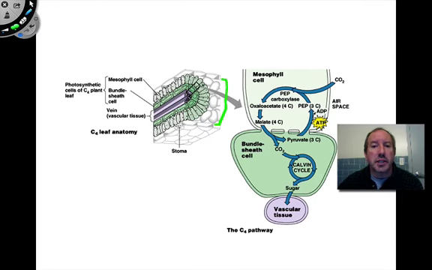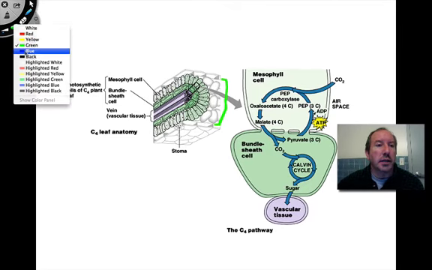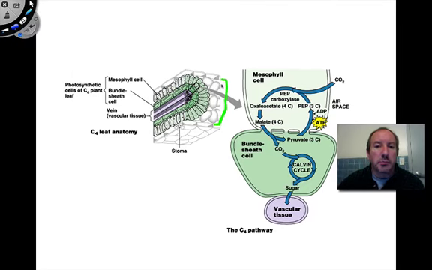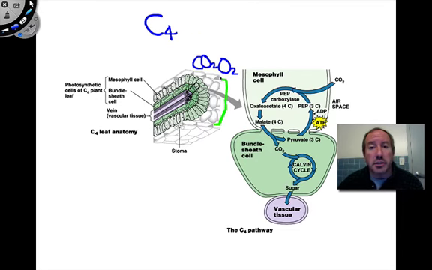So what's interesting is, let me draw this over here and highlight it in blue. Picture this: over here in the air spaces of a C4 plant, you've got oxygen right in here, and you have carbon dioxide. And so the issue is that Rubisco has a preferential selection for oxygen. So what can a plant like this do?